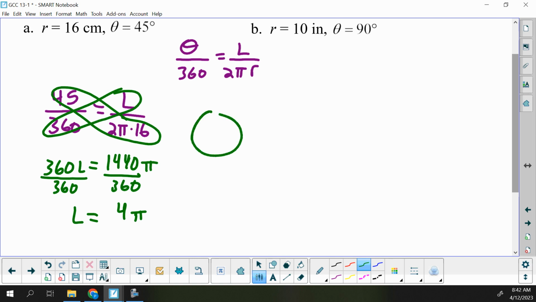Now just a visual of what we found. So here's roughly something with a 45-degree angle. We have a radius of 16 centimeters. So we just found this length here, this arc length. Well, it's a distance, so its units should be a distance unit. The distance unit of your arc length will always match the distance unit of your radius. So our units for this one is going to be 4 pi centimeters.